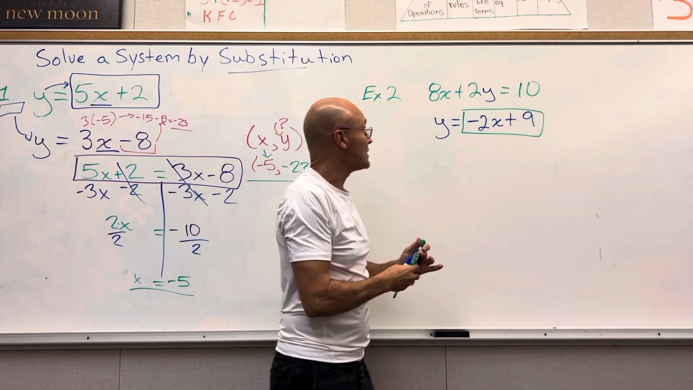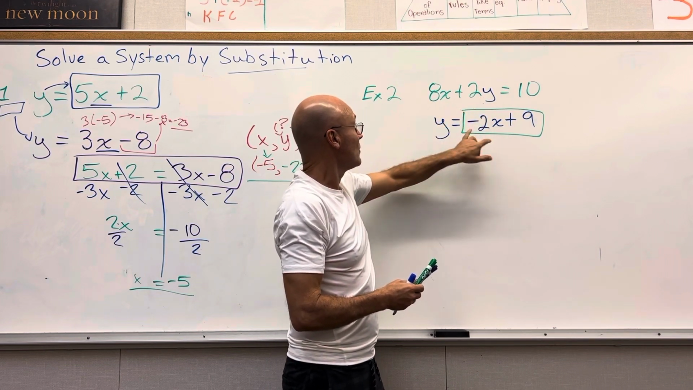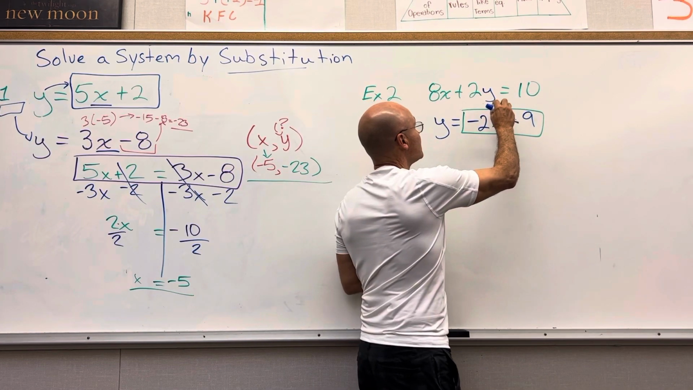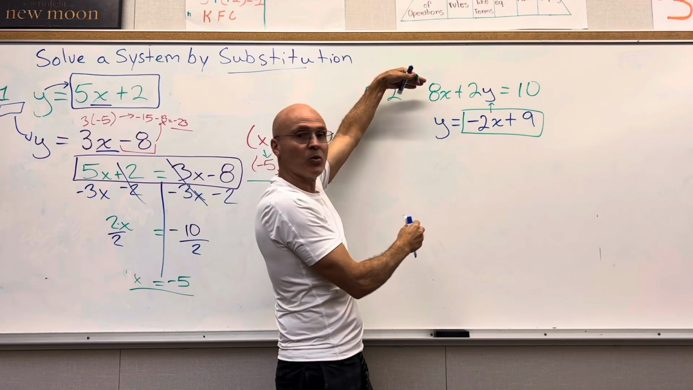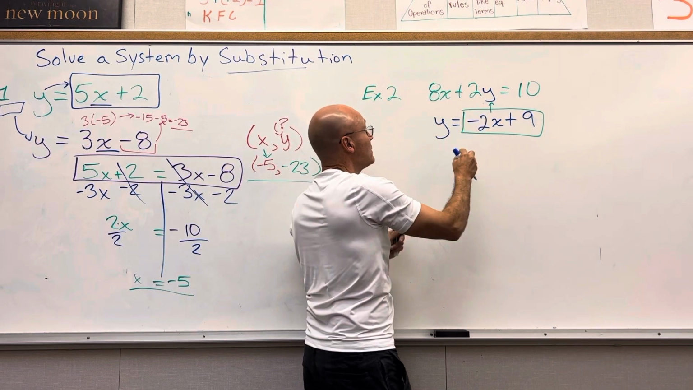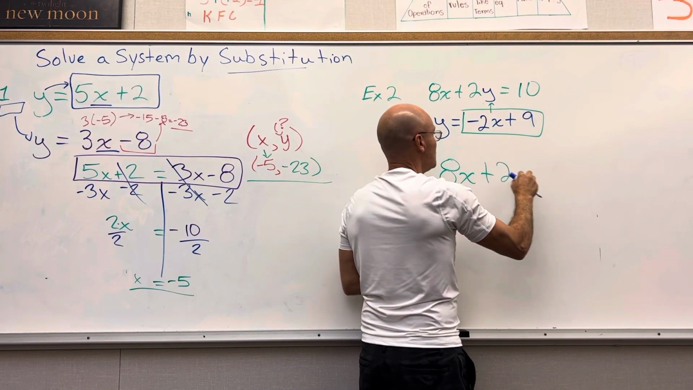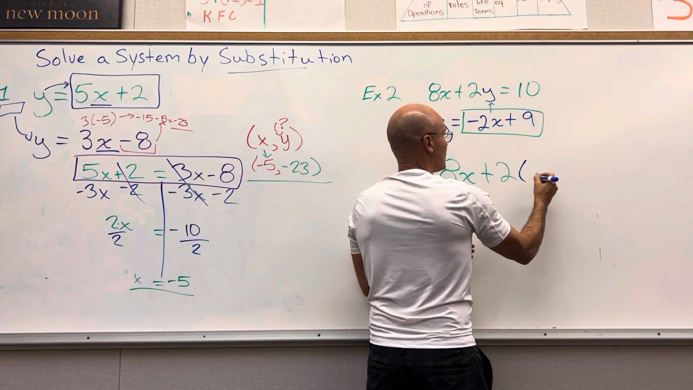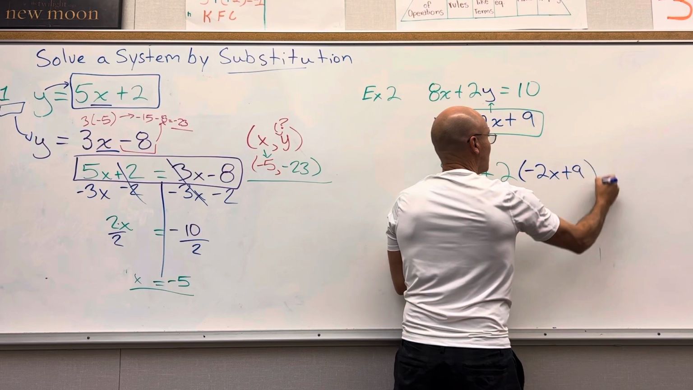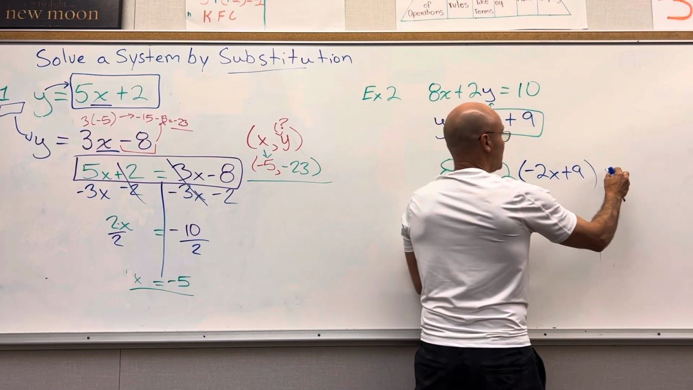So if you take a look at this, we are just going to replace this blue y and plug in this negative 2x plus 9 right where the y is at. And just rewrite the top equation. That's called substitution when they look like this. And so I'm going to rewrite the problem, 8x plus 2, and then I do this where I put in, still in blue, on the board until you guys get better at it. There's my y, and that's equal to 10.